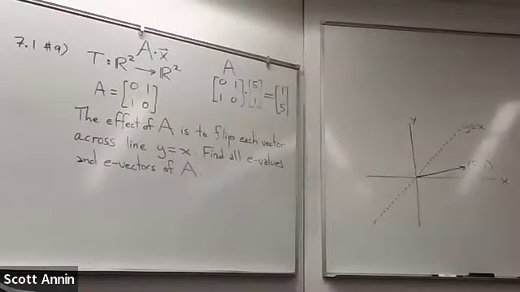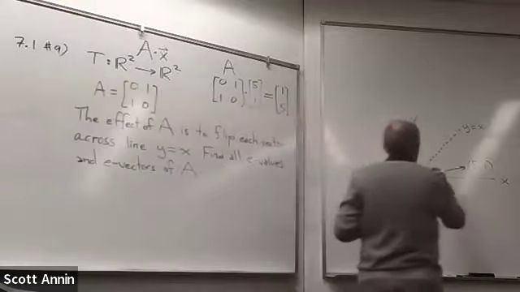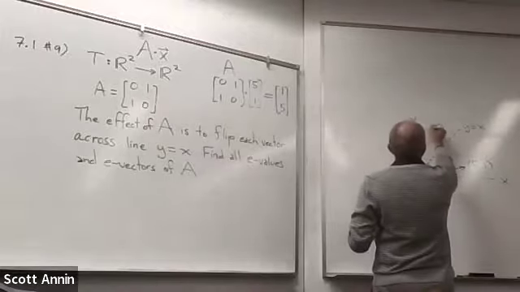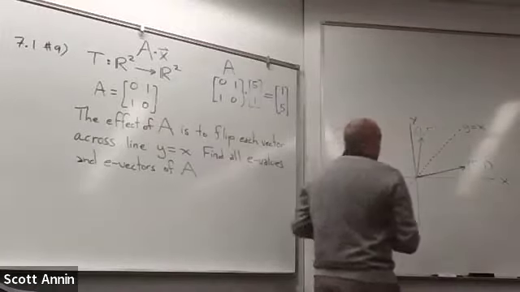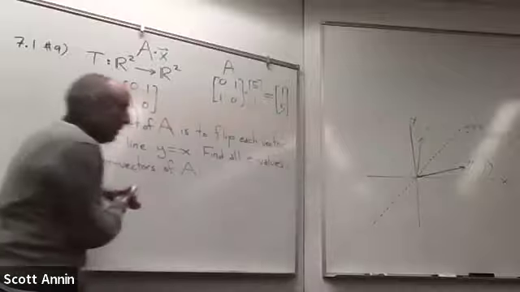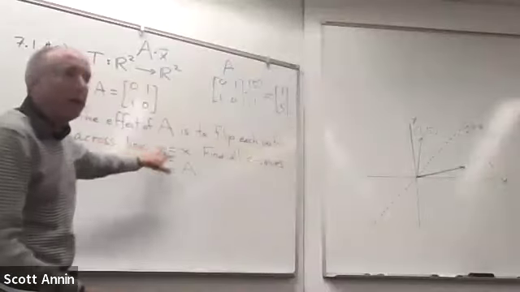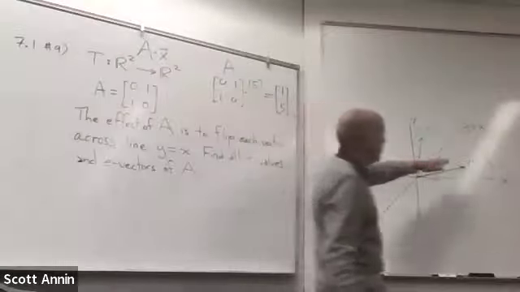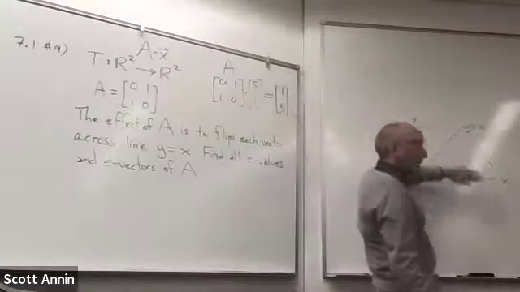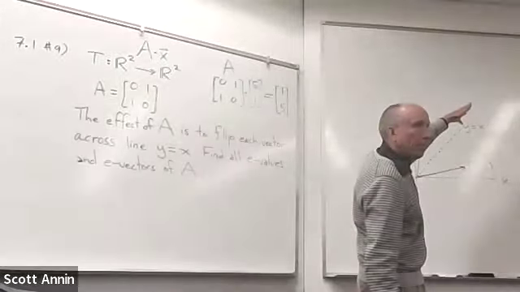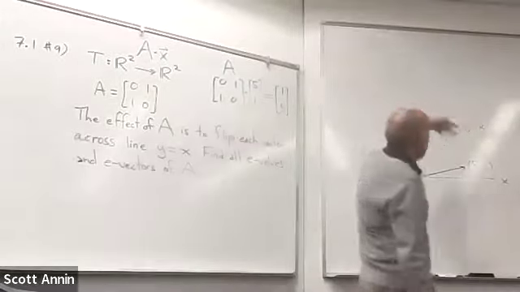And so where is 1, 5 on my graph here? Let's see if I can just draw it with a different color. So 1, 5 would be up this way somewhere. Well, that's what these words are saying. The effect of A is to flip each vector across the line y equals x. Do you see that? This blue vector, you kind of flip it across that diagonal dotted line. Okay. You with me?